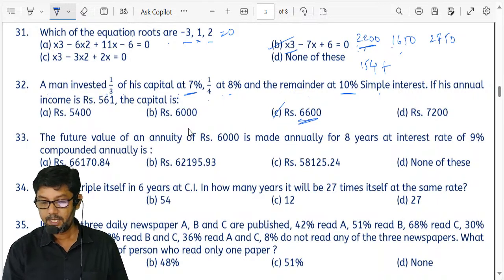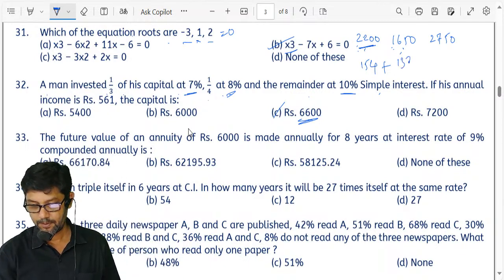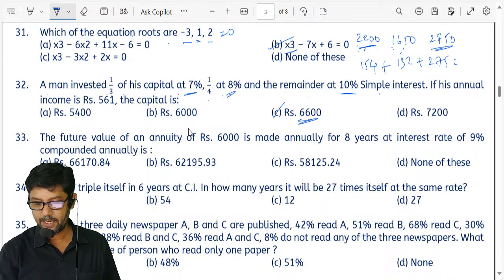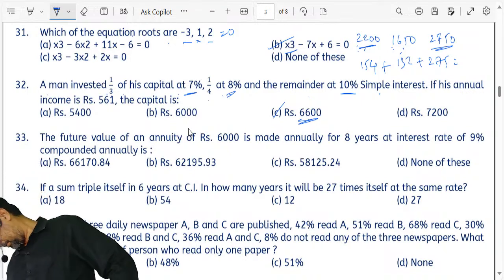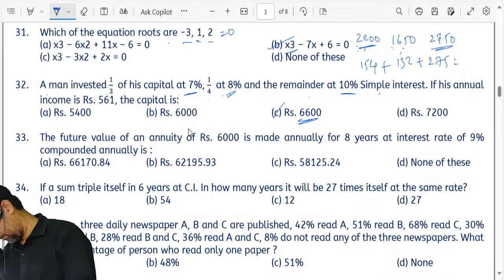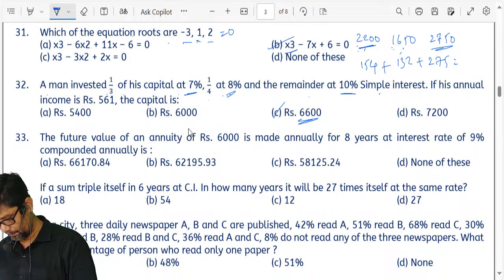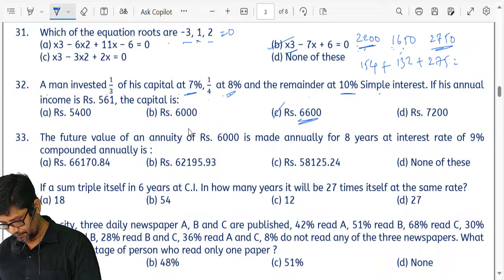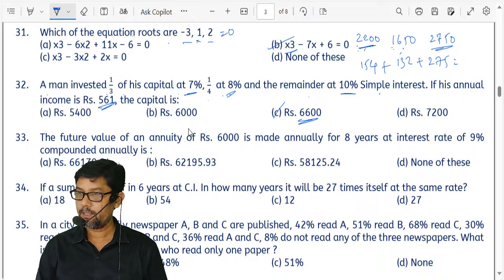154 plus 16.5 into 8, that is 132. 10% means which is 275 directly. Add everything. 154 plus 132 plus 275. Please add and give me the answer. What is it? Yes, so we got the right answer, 6,600.